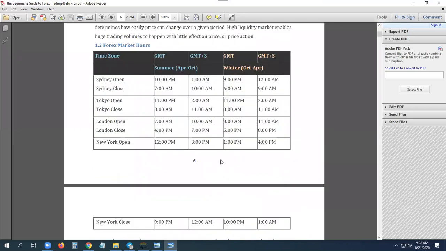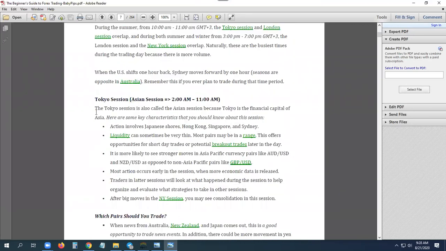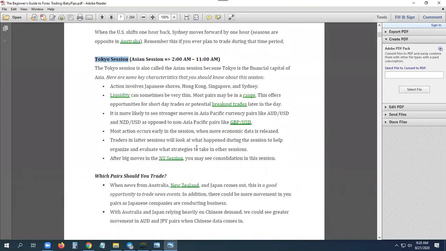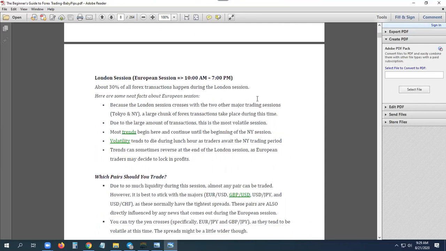These are the market hours: Sydney market, Tokyo market, London market, New York market. When you should trade which pair. Tokyo session, this is the Japan session. What pairs should you trade at that time? If you trade the London session from 10 a.m. Kenyan time to 7 p.m., what pairs should you trade? You look at that kind of thing.